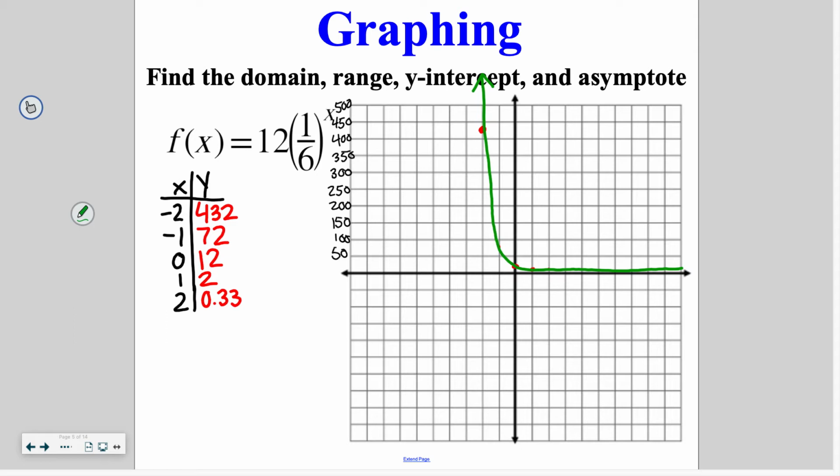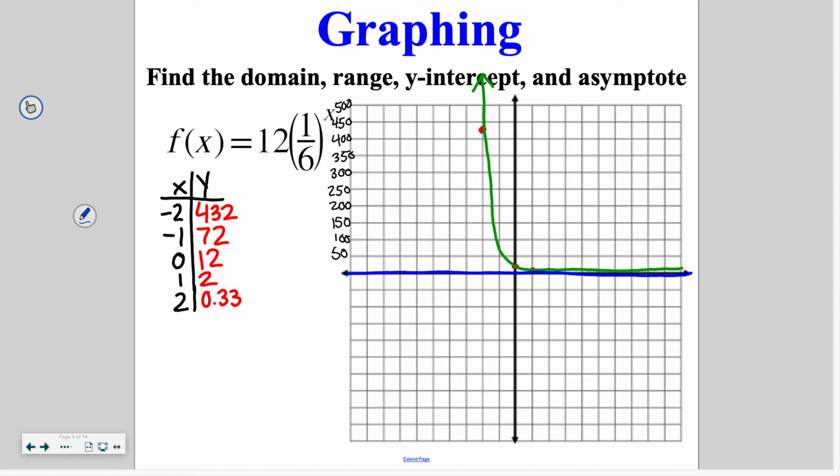This asymptote that I referred to on the first slide is the line that it never touches. So no matter how far we kept this table going, if I put in 3, 4, 5, 6, it would continue to get closer and closer to 0, but we're never going to actually hit that 0 line. So that's what our asymptote would be. So now we're going to answer the rest of the question.